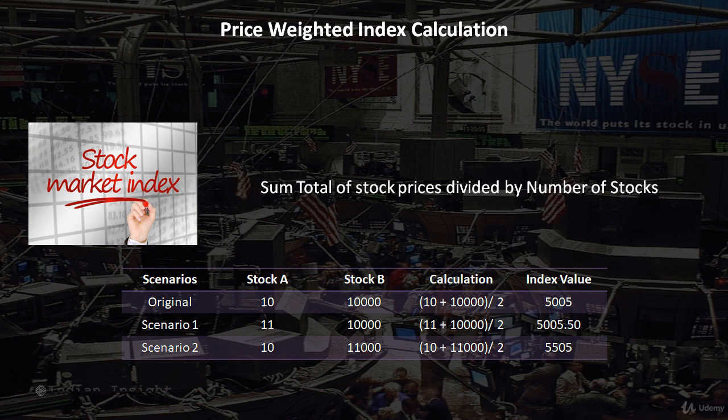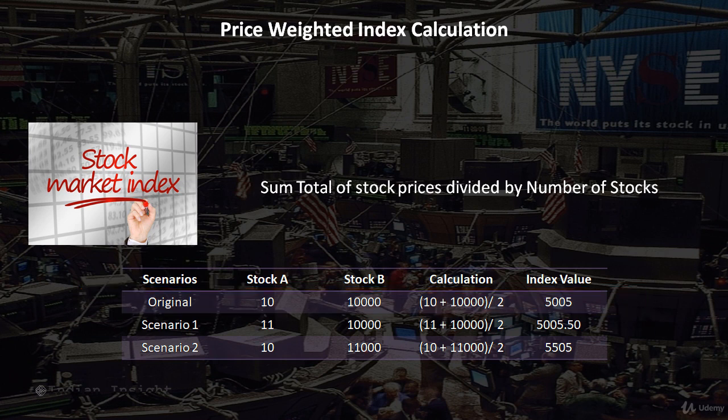This implies that a stock with higher price has a greater influence on the value of the index compared to a stock with lower price. So for example, if a stock A is trading at 10 and another stock B is trading at 10,000, and suppose only these two stocks are used to create an index, then the value of index is given by 10 plus 10,000 divided by 2. So the value of index comes to 5005.